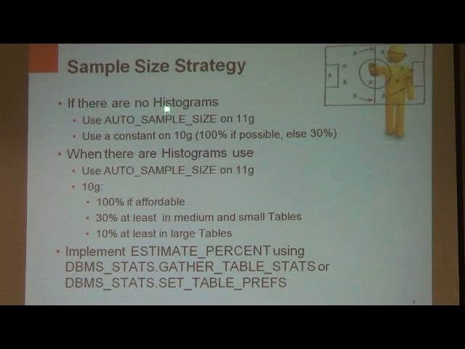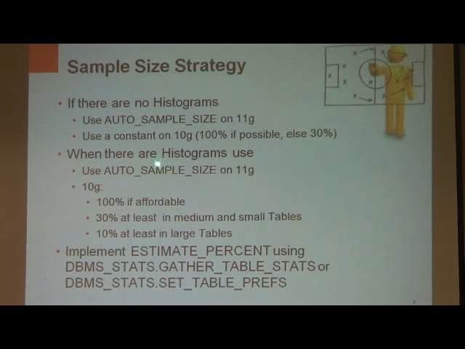Well, if there are no histograms, on 11G, just go ahead and use the auto sample size. You're perfectly fine. No issue. It's fast, it's good enough. Auto sample size. If you are on 10G and you have no histograms, you can go with a fixed value. Let's say you can do 30%, 100%. You're fine, no issue at all.